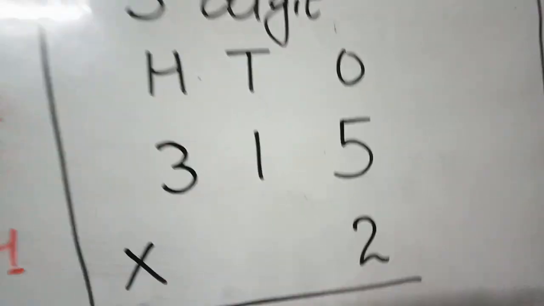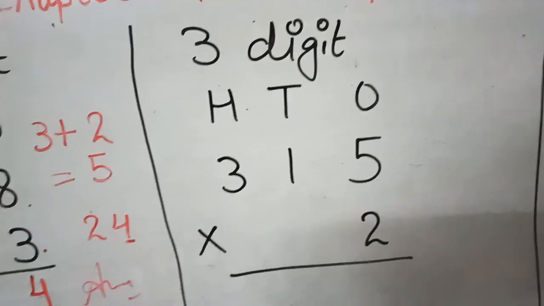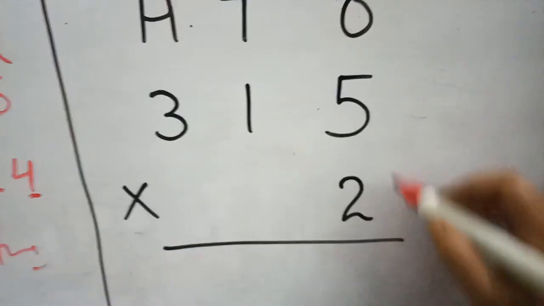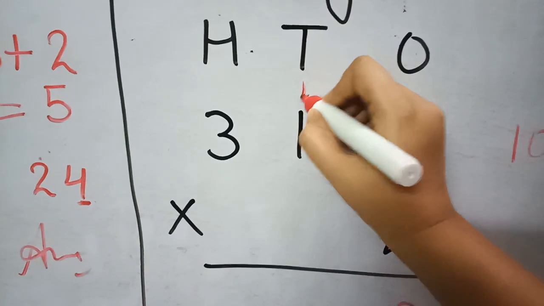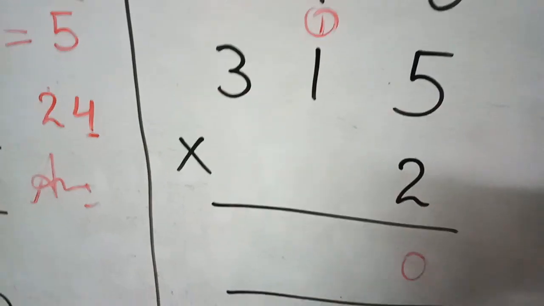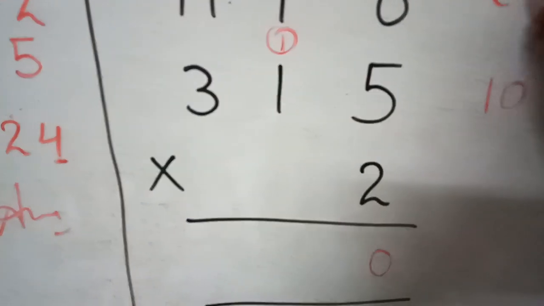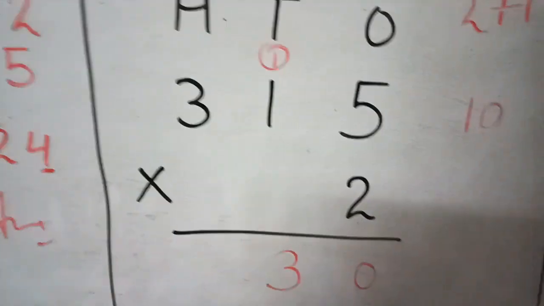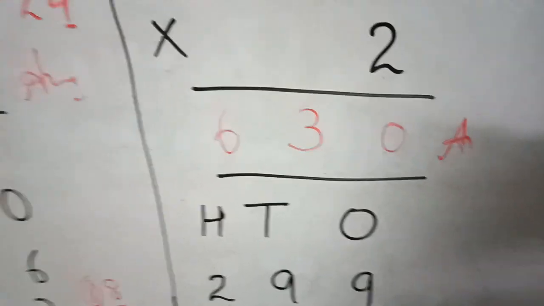Okay, now come to the 3-digit number. In the 3-digit number, as we did in the 2-digit number, we will also start from ones, right? 5 2s are 10. So 0 will be here and 1 will be carried to tens, right? 2 1s are 2, plus 1, 2 plus 1 is 3, right? Then 2 multiplied by 100. 2 3s are 6. So the product is 630.